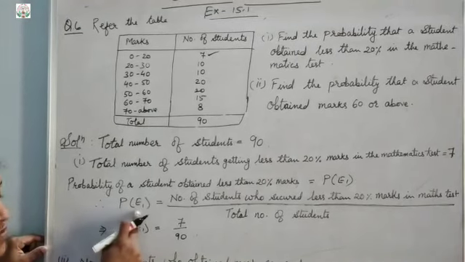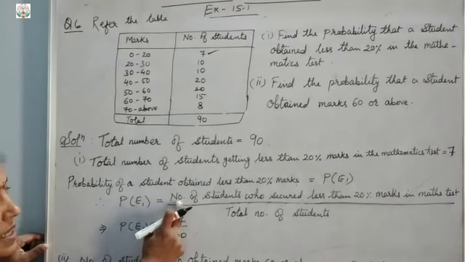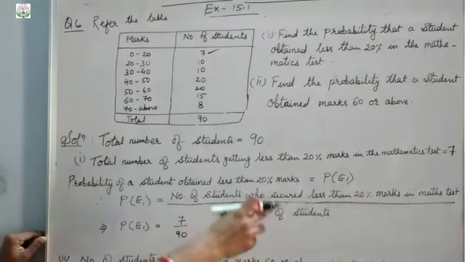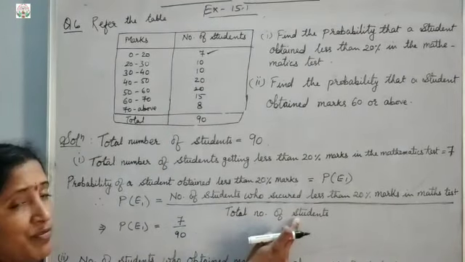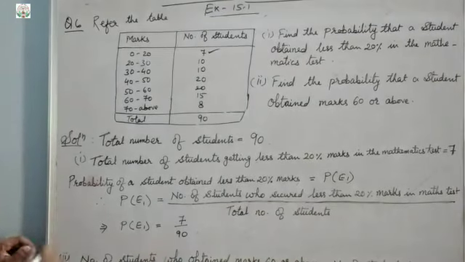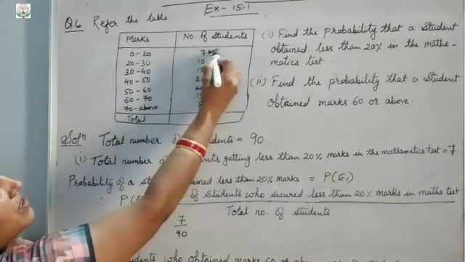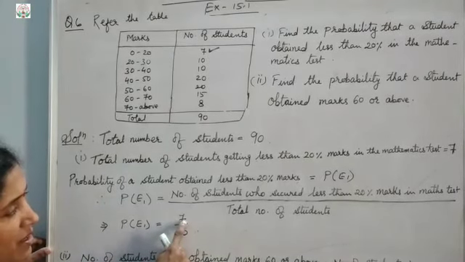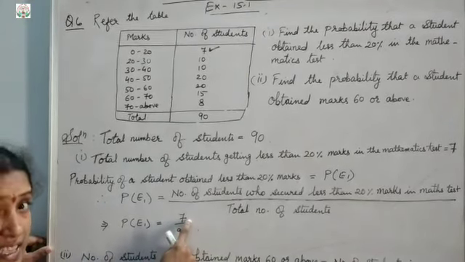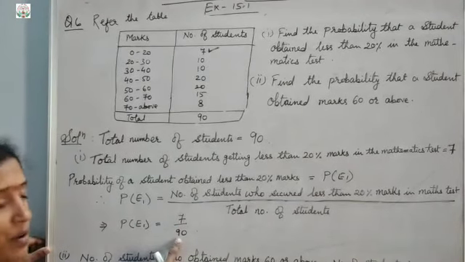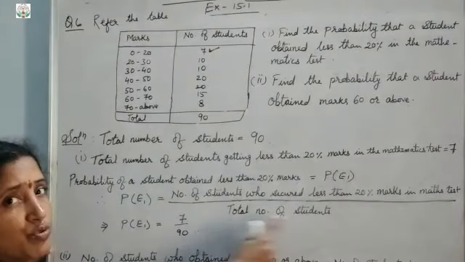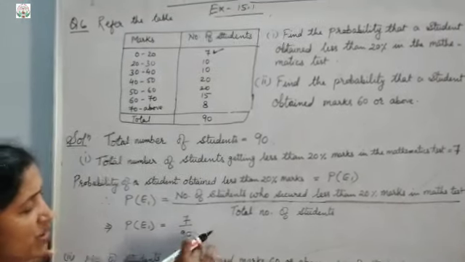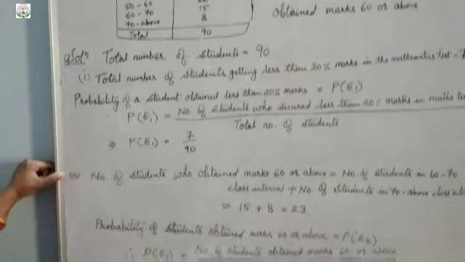Therefore P of E1 equals the number of students who secured less than 20% marks in the maths test upon the total number of students. How many children got less than 20% marks? That is 7. So P of E1 equals 7, the number of students who got less than 20 marks, upon the total number of students, 90. This is the answer for the first one.